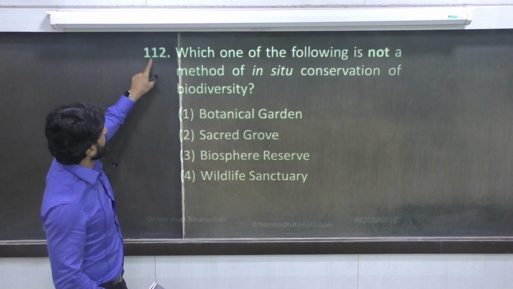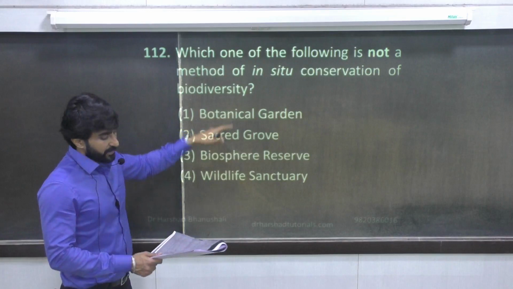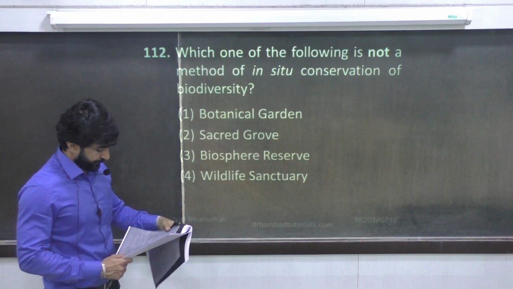According to me, it's a pretty straightforward question from the biodiversity chapter, which says, which of the following is not an in situ method? Botanical gardens are an ex situ method. So that is something which should be our answer. We go to the next question.